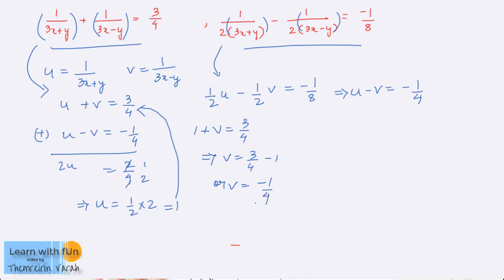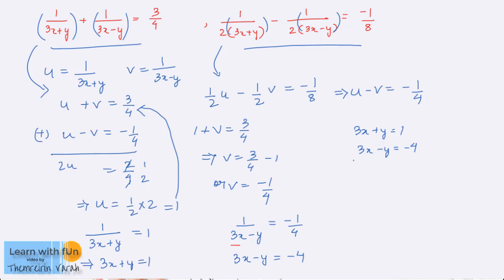All right, so u is equal to 1. We said u is 1 by 3x plus y is equal to 1, and v is 1 by 3x minus y is equal to minus 1 by 4. So 1 by 3x plus y is equal to 1, which gives 3x plus y is equal to 1, and 3x minus y is equal to minus 4. Rearranging, we have 3x plus y equals to 1 and 3x minus y equals to minus 4. Now we solve.